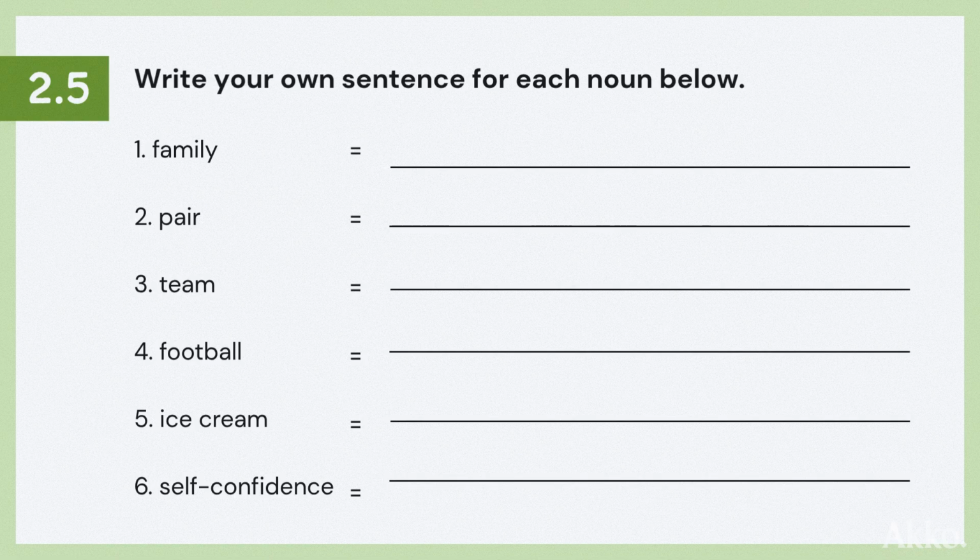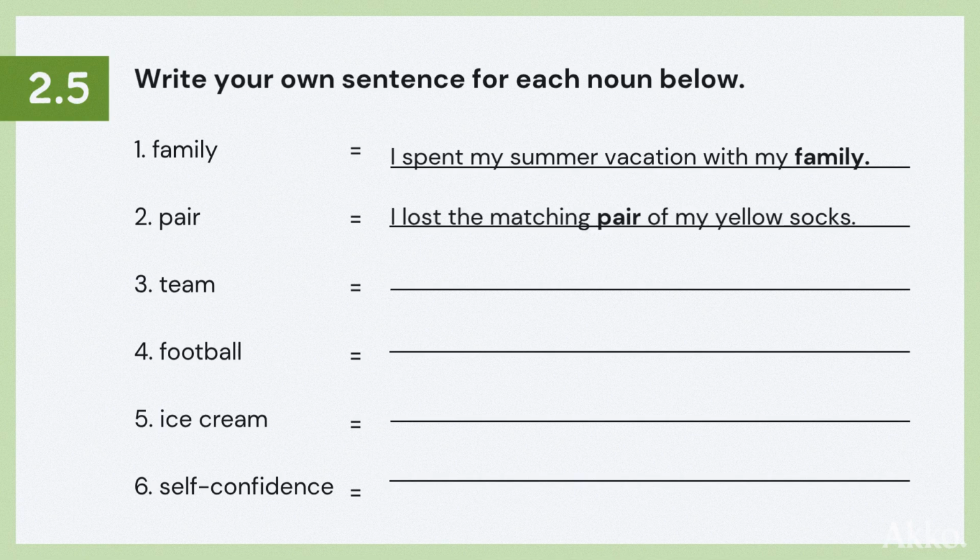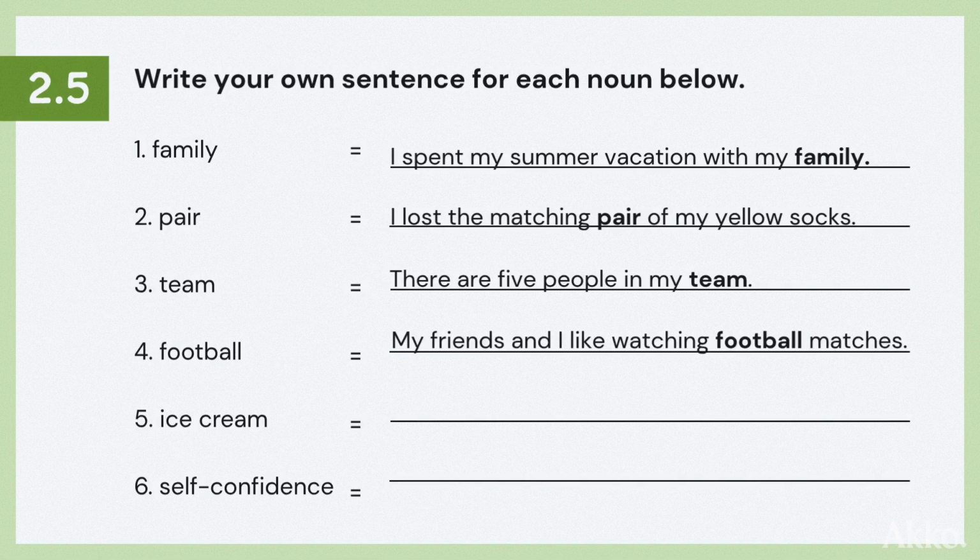Let's compare our answers together. For number 1, we have family. I spent my summer vacation with my family. 2, pair. I lost the matching pair of my yellow socks. Number 3 is team. There are 5 people in my team. My friends and I like watching football matches.